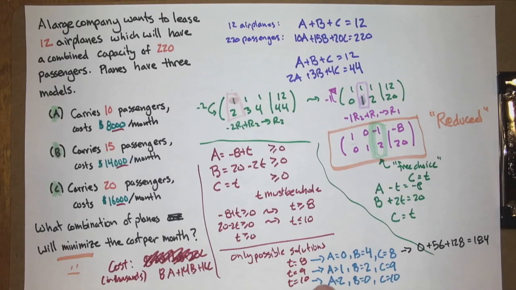For the second one, you'd get 8 times 1, which is 8. 2 times 14, which is 28. And 9 times 16, which is, I know what you're thinking, gross.